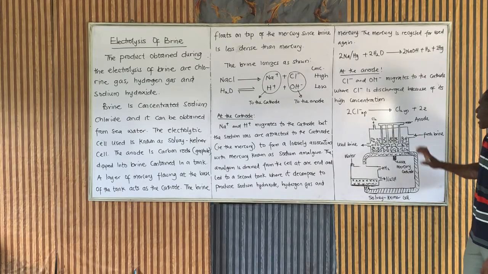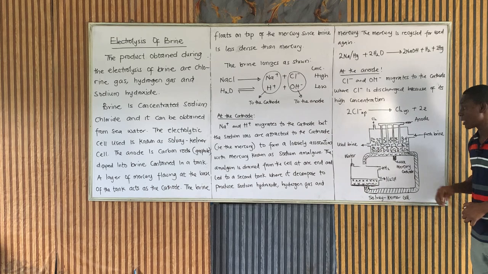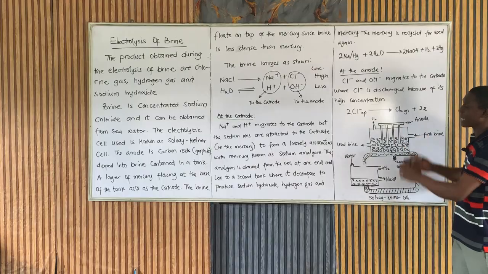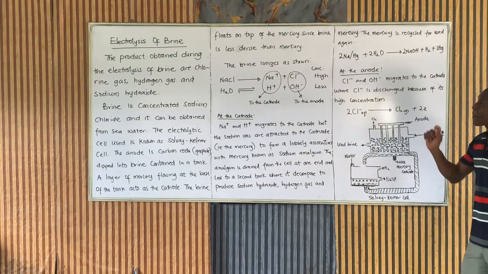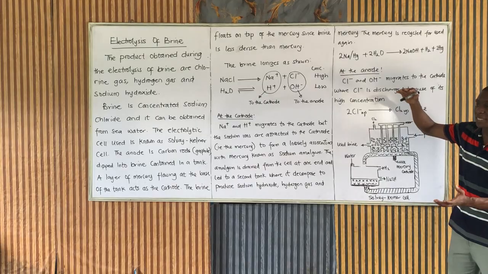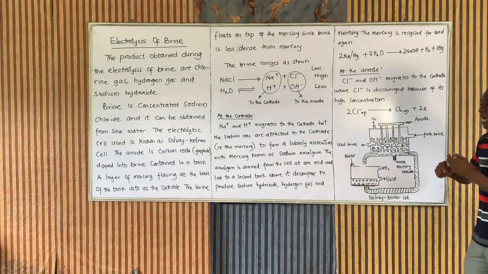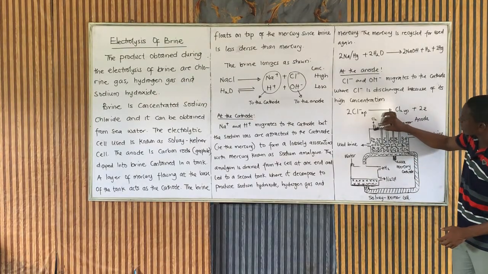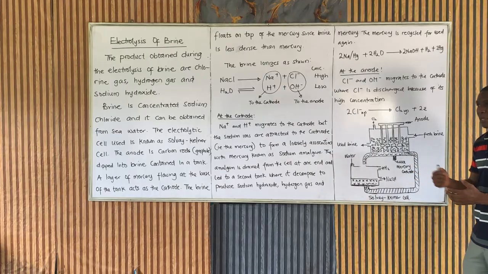Now, at the anode, what actually happens? Because mercury is the cathode. At the anode, what happens? Well, chloride and hydroxide migrate to the graphite rod. But because chloride has high concentration, and in the activity series chloride is relatively close to the hydroxide ion, because of that, chlorine is discharged. So chlorine is discharged, and we can see chlorine gas leaving from here.